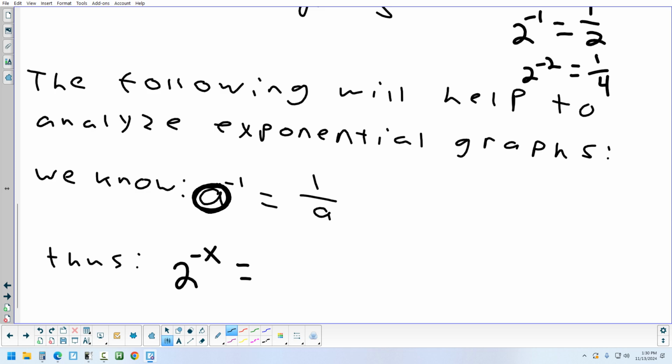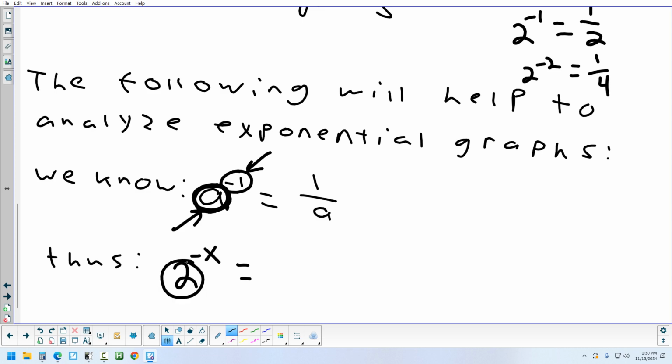What's this called? A 2. Well, what's that called? Negative x. That's your exponent, and that's your base. When we rewrote it, what happened to the base? It went on the bottom. Yeah, it flipped. So here's your base. It's going to be 1 over 2.